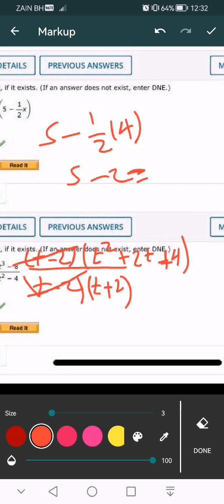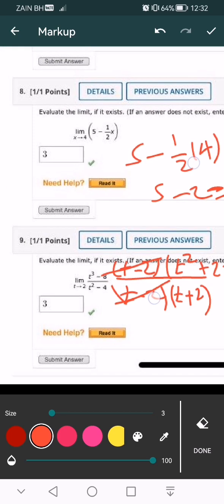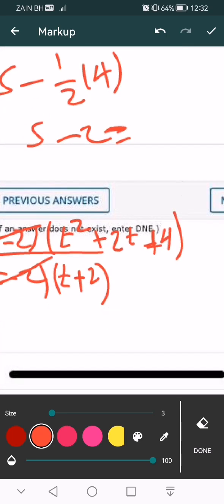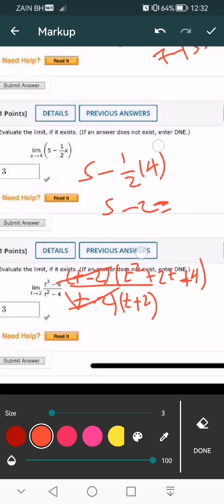2. You can substitute by 2, and I do it 2 square plus 2 by 2 plus 4 over all 2 plus 2. That will get 3.